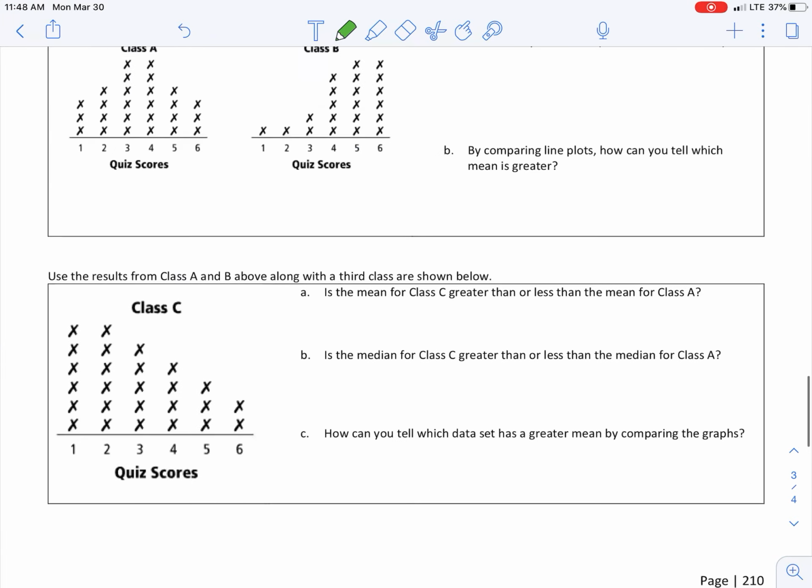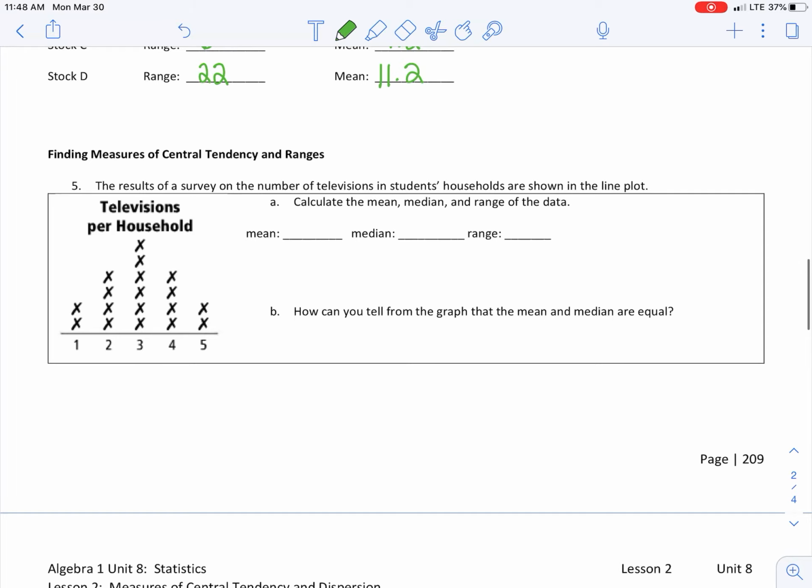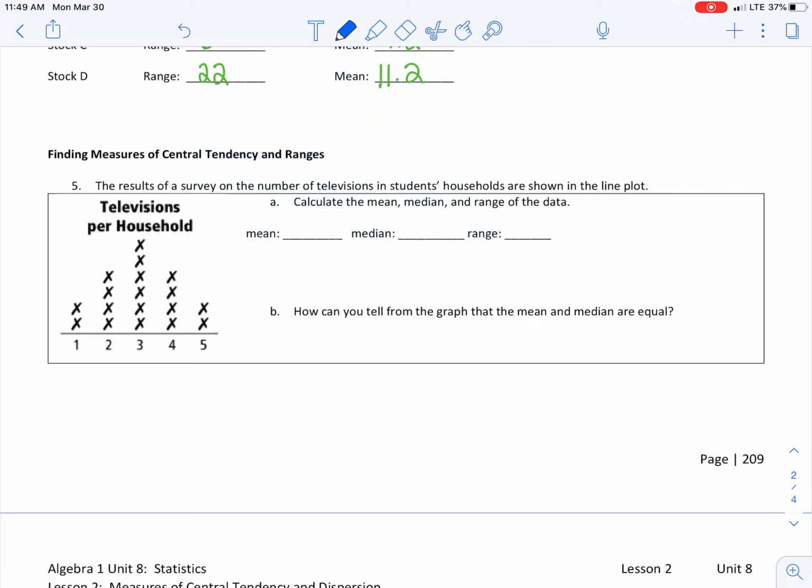All right, let's look here. We have a few more questions. All right. So the results of a survey on the number of televisions in student households are shown in the line plot. So we want to calculate mean, median, and range of this data.